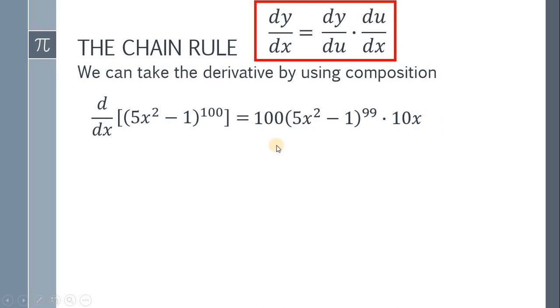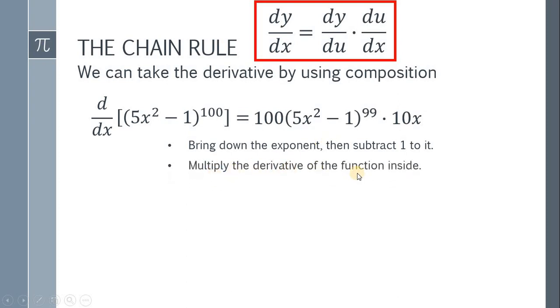Tingnan natin mabuti kung paano natin nakuha yung pinaka-derivative. So, una, ang nangyayari is bring down the exponent, then subtract 1. So, parang power rule lang. Okay? So, yung 100 mapunta sa unahan, and then yung 100 minus 1. Pero yung nasa loob, hindi yan nagbabago. Okay? Next, ano pa yung gagawin natin? Multiply the derivative of the function inside. Pag sinabi natin function inside, ito yung function na naka-raise sa exponent, which is yung 5x squared minus 1. Kaya minultiply natin siya sa 10x. Kasi yung derivative ng 5x squared minus 1 is 10x.